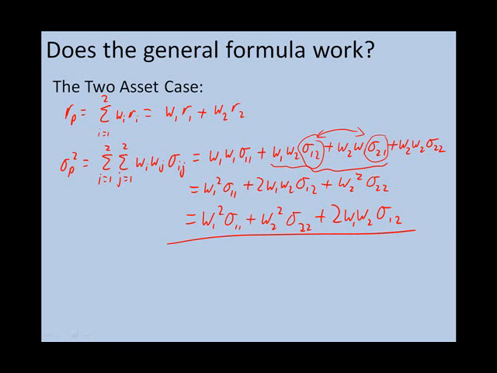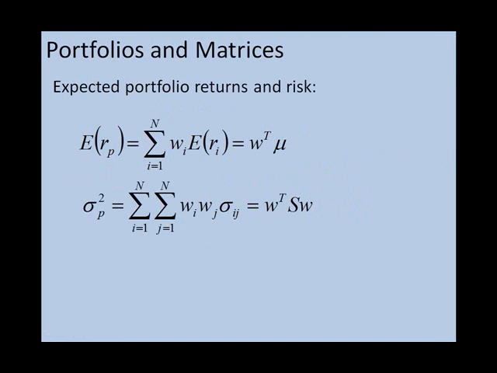This is the formula we've seen before for the two-asset case. So the formulas proposed on the previous slide are correct. What we're going to try and do now is extend those formulas into matrix algebra. For expected returns, here we see the formula that we've just introduced. It can be rewritten in matrix notation as W transpose times by mu.